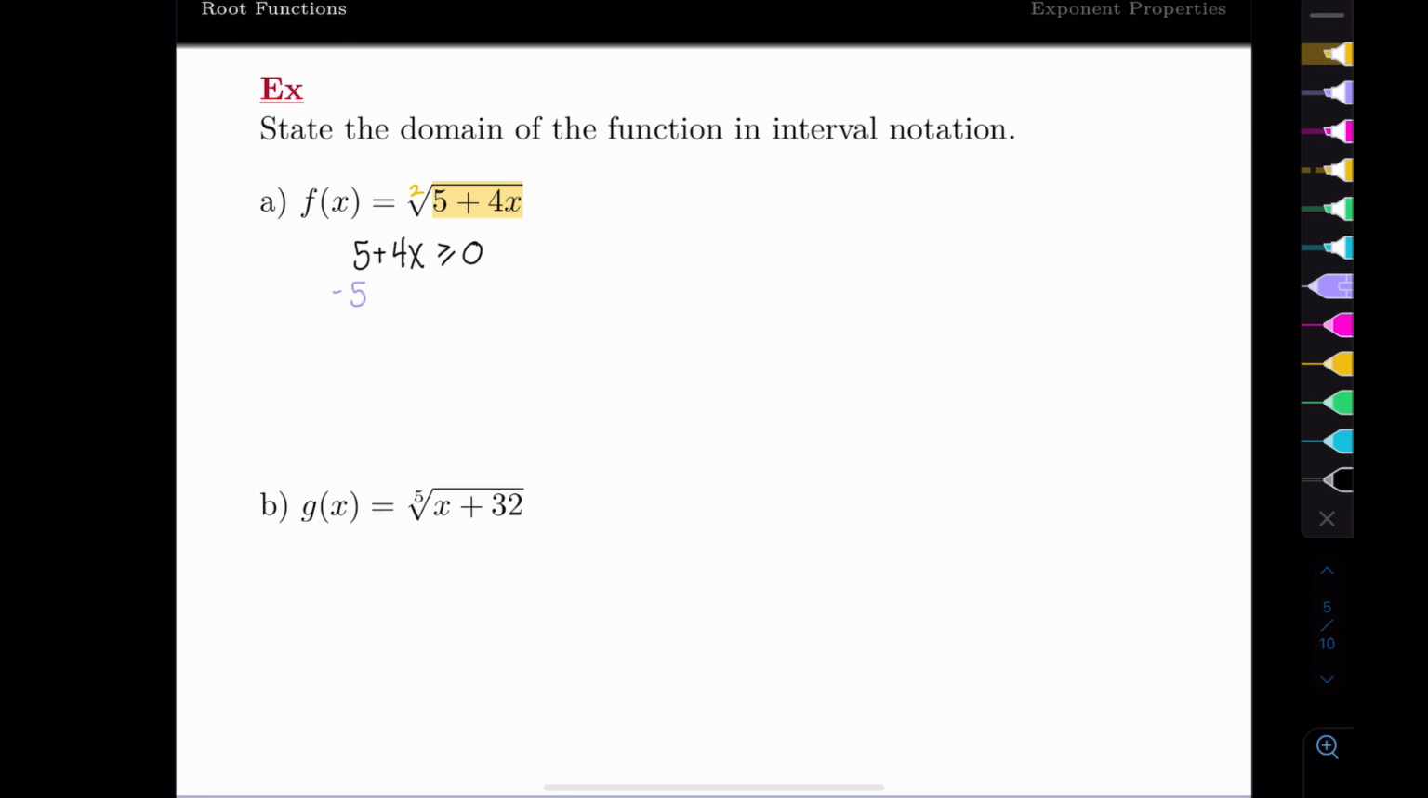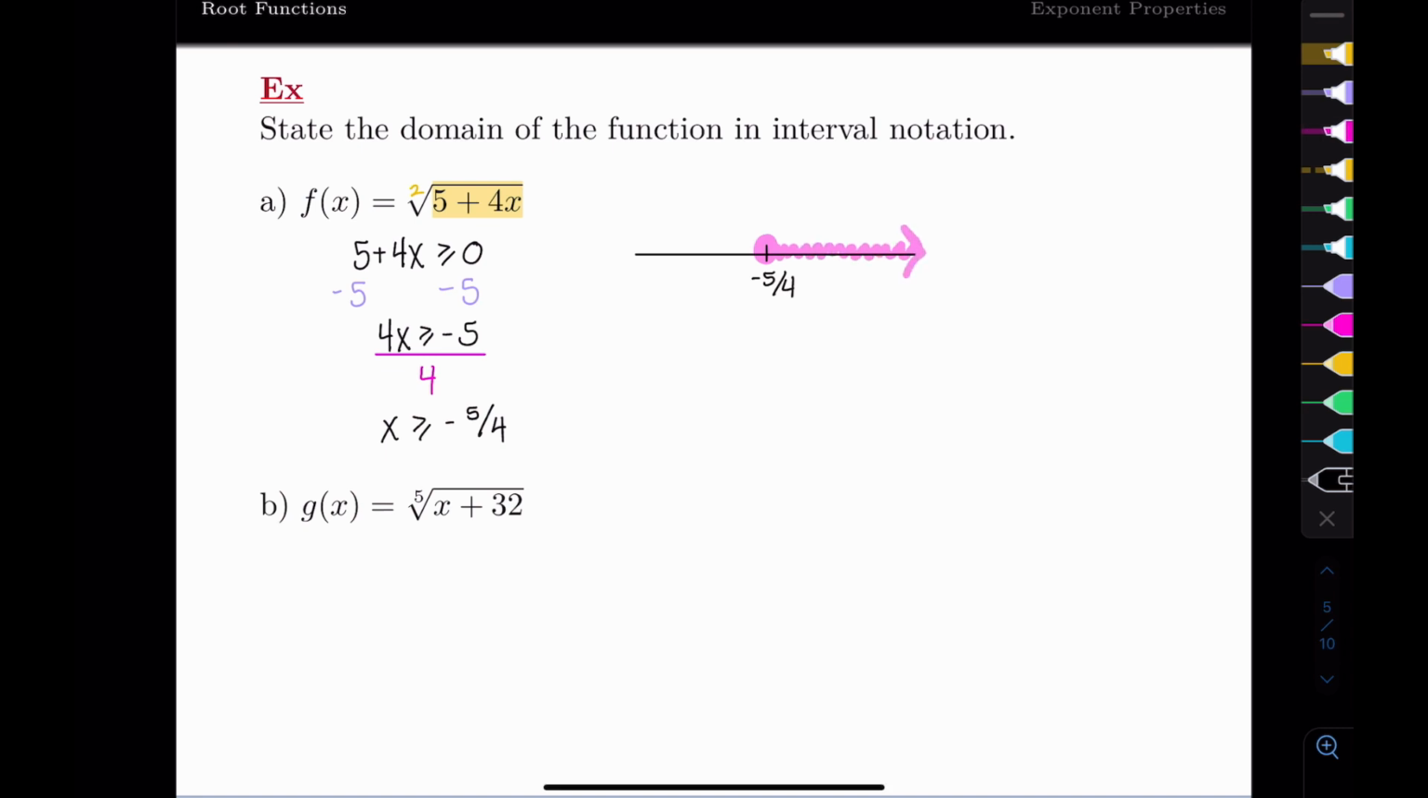So these are much nicer. We just need to get x by itself. This gives us 4x is greater than or equal to negative 5. Then we divide both sides by 4, and since it's positive, it doesn't do anything. We get x is greater than or equal to negative 5 over 4. If you need to make a number line, absolutely feel free. But this is our starting x value. We can equal it, and we can pick all values greater than it. So our domain in interval notation would be starting at negative 5/4 and go to positive infinity.